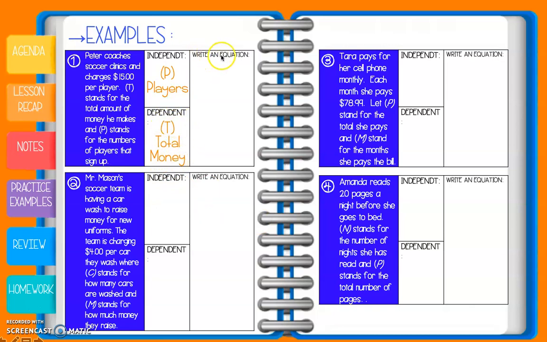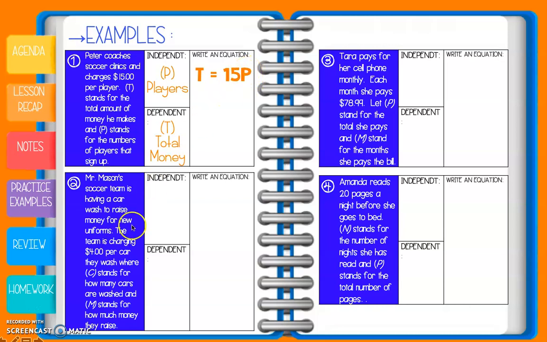So we're going to write an equation, and our equation is going to say T, the total amount of money he makes, equals $15 times each player, okay? So T, the total amount of money he makes, equals $15 times each player that signs up.